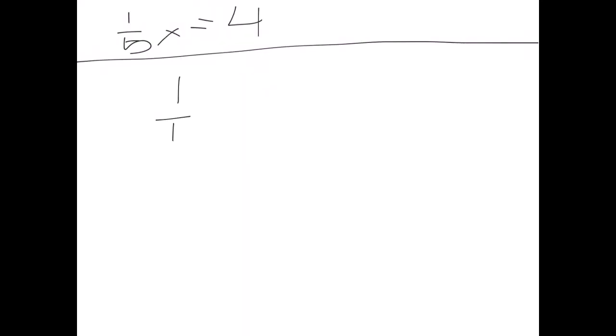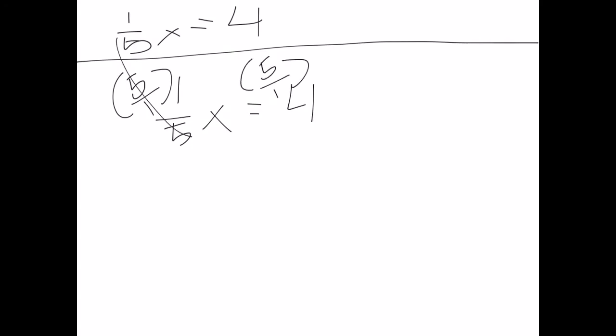To solve 1/5 x equals 4, first you must divide by 1/5. But how you do that is you multiply by the reciprocal. So we must multiply by 5 over 1, which is 5. 5 over 1 times 4 over 1 equals 20. So we'll just bring the x down, 20.